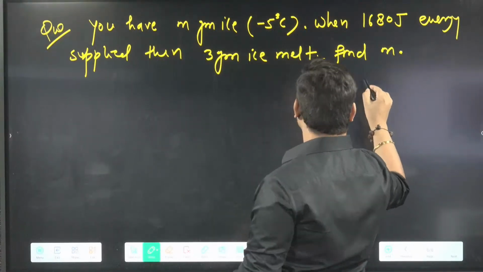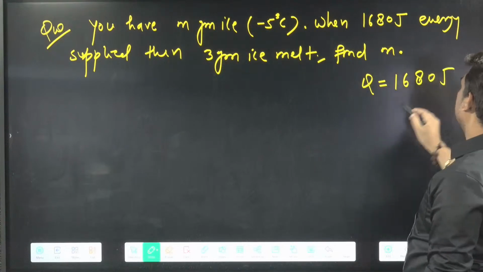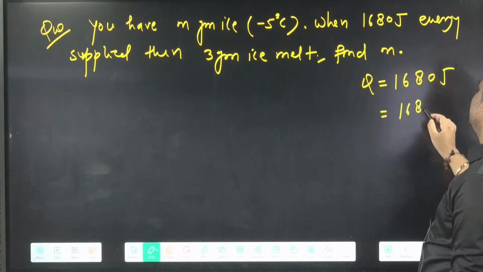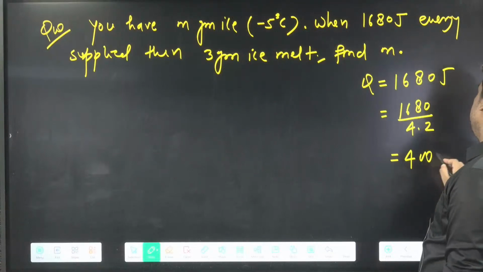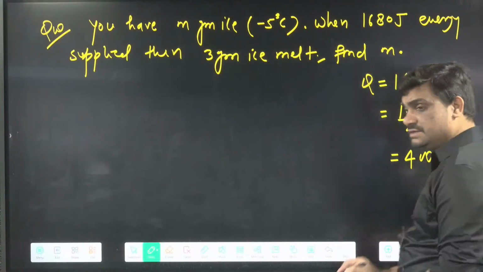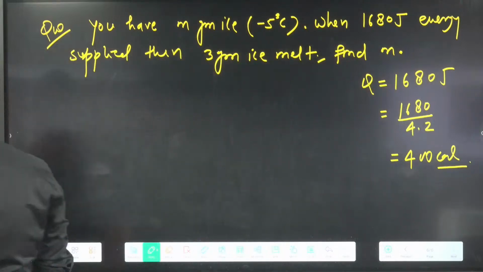First of all, I can write Q as 1680 joule. I have to write it in calories. So 1680 divided by 4.2 becomes 400 calorie, because this much energy I have given here.